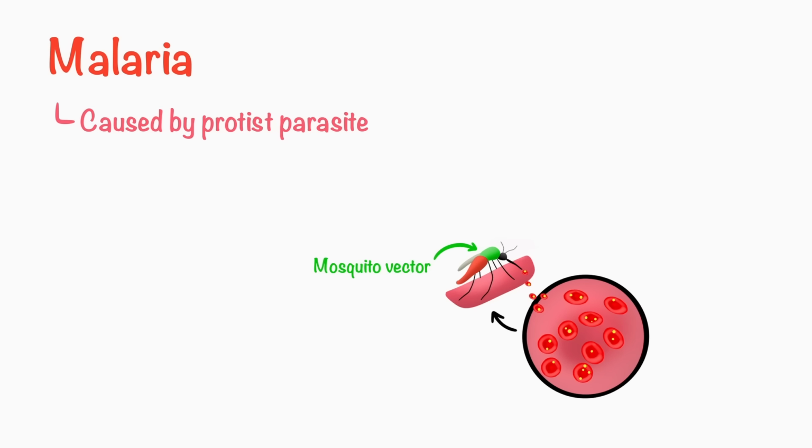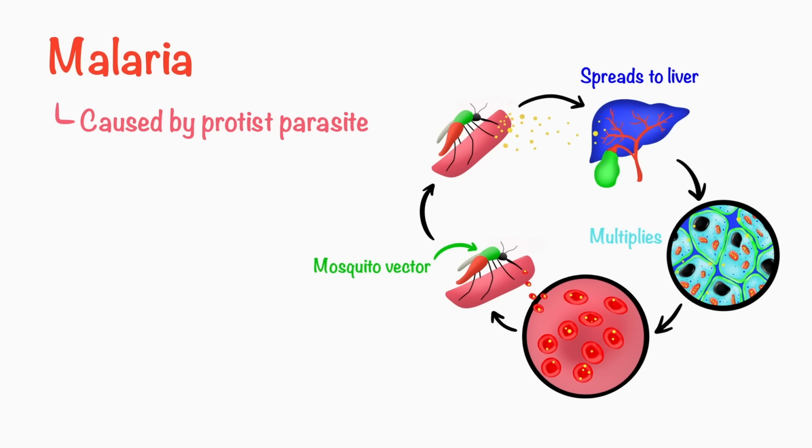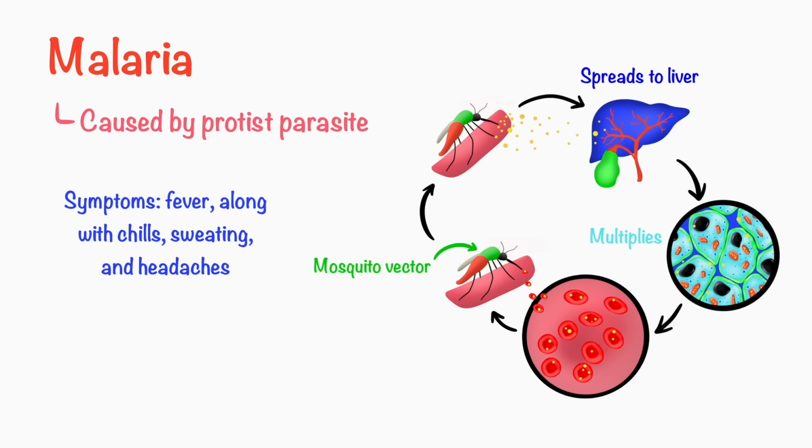Female mosquitoes spread the disease when they bite humans. When an infected mosquito bites a person, it injects the parasite into the bloodstream. The parasite then travels to the liver and begins multiplying. Malaria typically causes recurring episodes of fever, along with chills, sweating, and headaches.